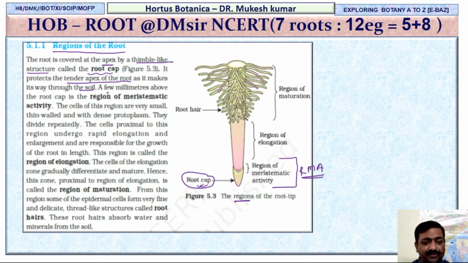So a few millimeter above the root cap. If this is the root cap, this is the region of root cap. So few millimeter above, up, what we have are the regions where we will find very small, thin walled and dense cytoplasmic cells that will show repeated cell division. And this is called the region of meristematic activity.